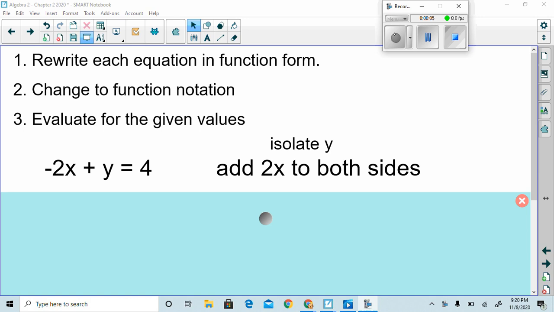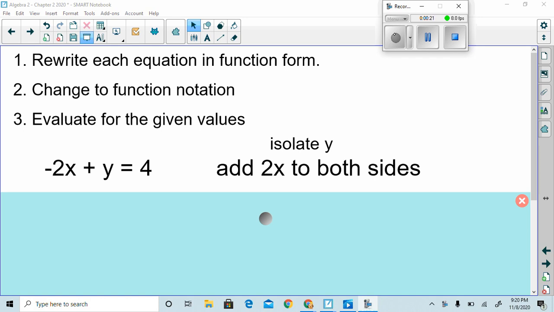Before we move on to a new section today, I wanted just to go back and review what we did last time. We were talking about writing equations in function form. First, we had them in the proper form and we just replaced y with f of x.